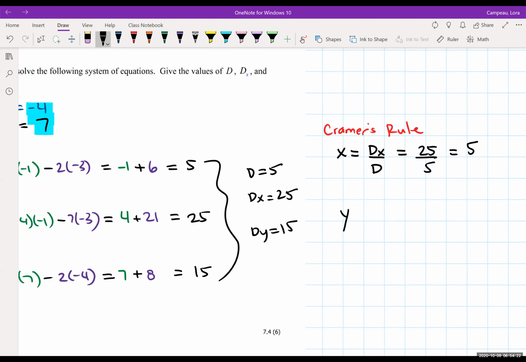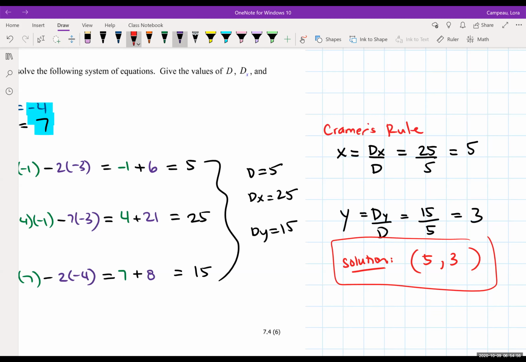And y, you guessed it, D sub y divided by D. So D sub y is, isn't it 15? And again, we're dividing by D, the determinant of coefficients, which is 5. So we get y equals 3. So then if we're looking at naming what the solution is, it is an ordered pair. X comes first, y comes second, and we have all components of what they're asking for. So don't forget we have the solution. And they also wanted the values of D, D sub x, and D sub y, so we make sure that we state those as well.